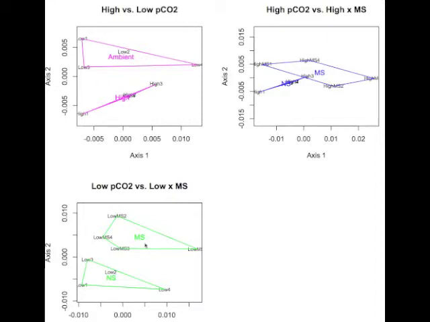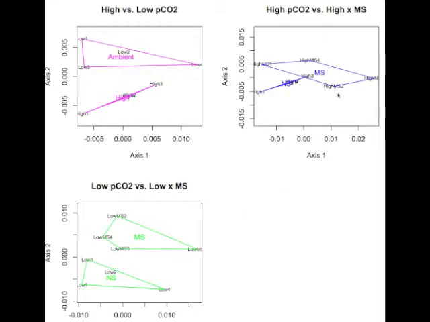If we look down here, this is just the oysters from low CO2 with the green polygons exposed to mechanical stress. And so again, there's an effect of mechanical stress on the proteome, and the oysters in the polygon at the top of the plot are the ones that were mechanically stressed. And so there's this shift in proteomic response between these two stress levels.